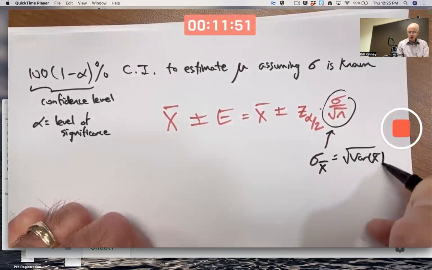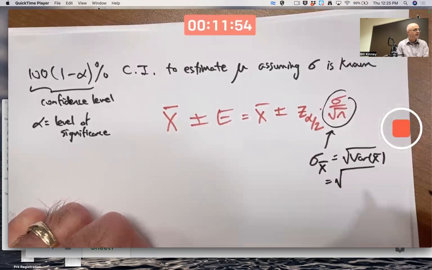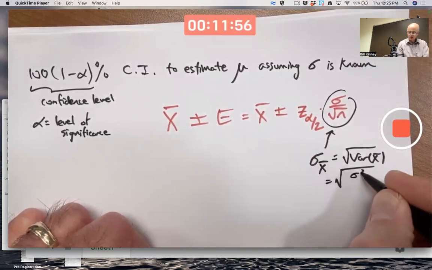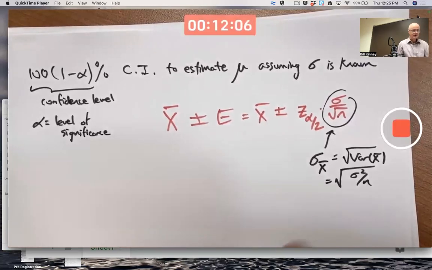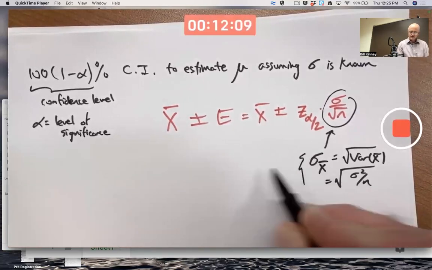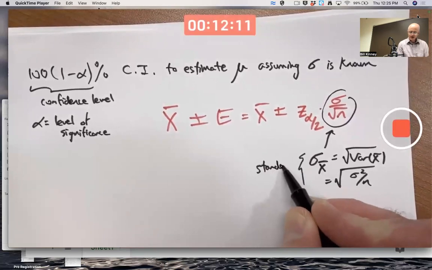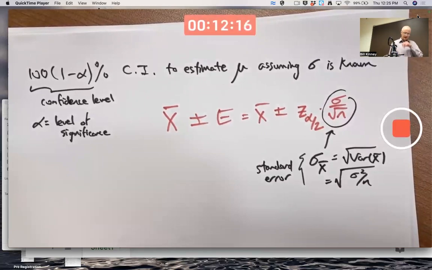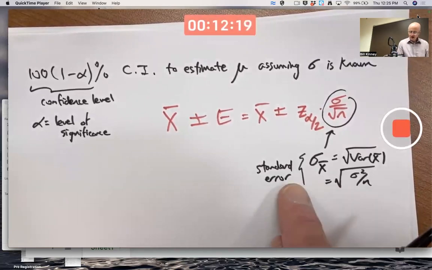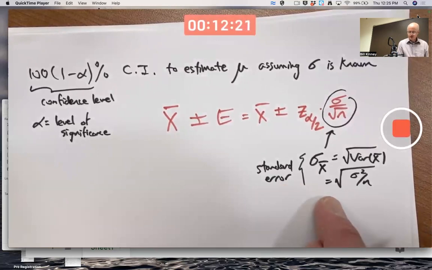It's the square root of the variance of X bar. You might remember, I hope you remember, back in chapter 7, we had a formula for the variance of X bar to be sigma squared over n, and we're taking the square root of that. This has got a name. It's sometimes called the standard error. Actually, the name standard error is inconsistently applied. Here, I'm using the name standard error to represent the standard deviation of X bar, meaning the standard deviation of its sampling distribution.